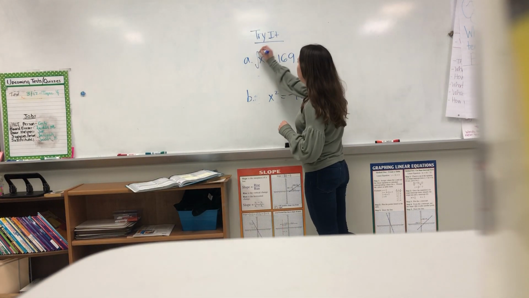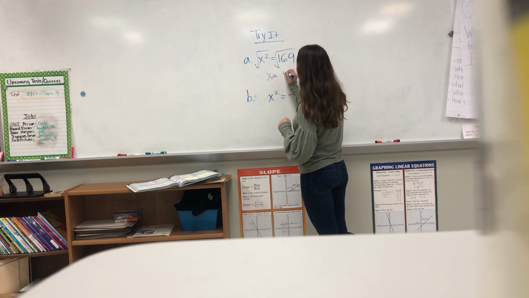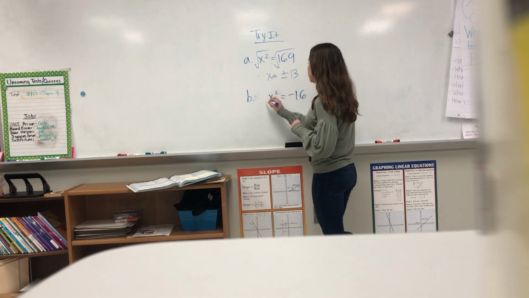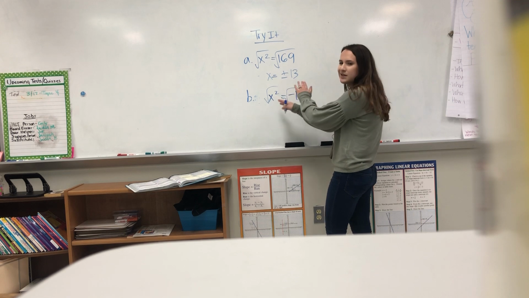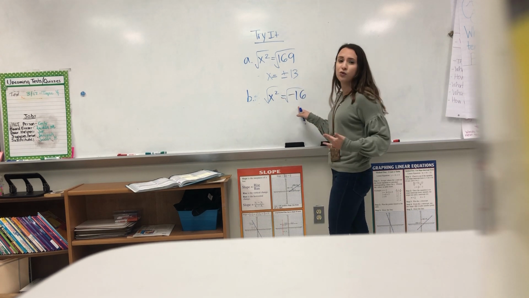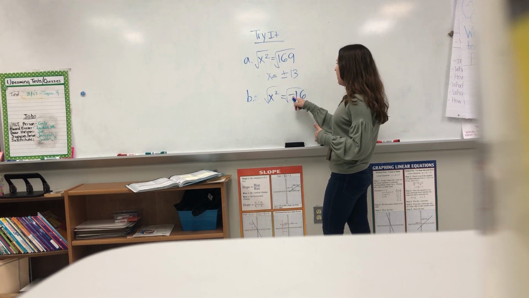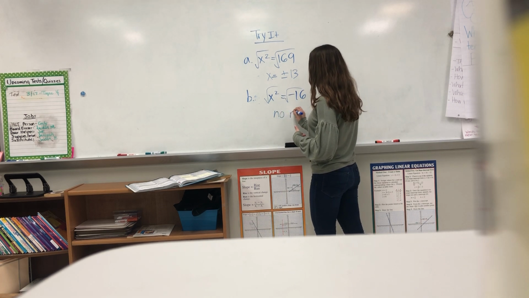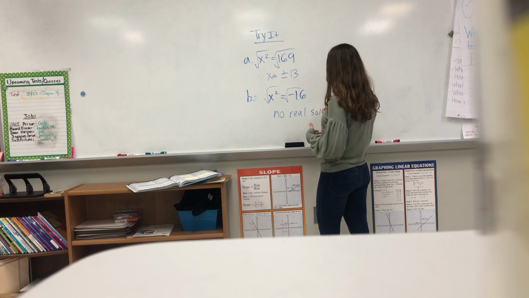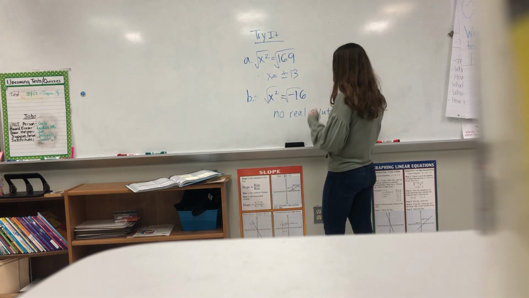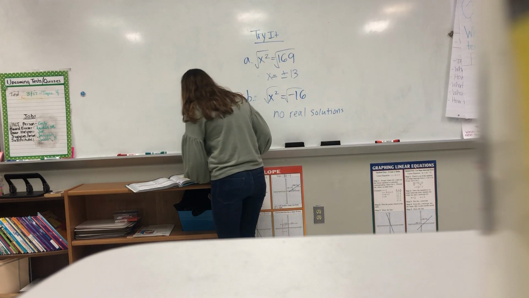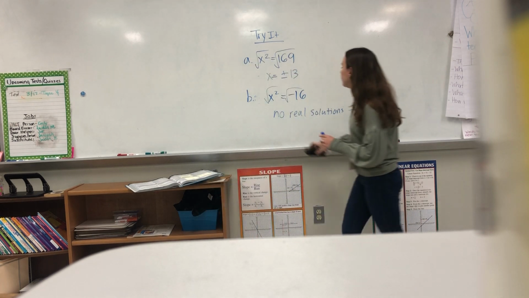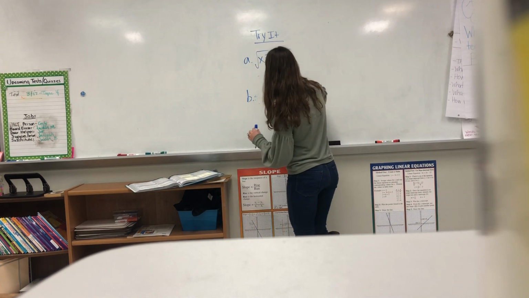All right, so square root both sides. x equals plus or minus 13. For B, square root both sides. You should probably be able to even see before you square root that this is going to have no real solutions because we have a negative under the square root. So no real solutions. All right, moving on to example 2.